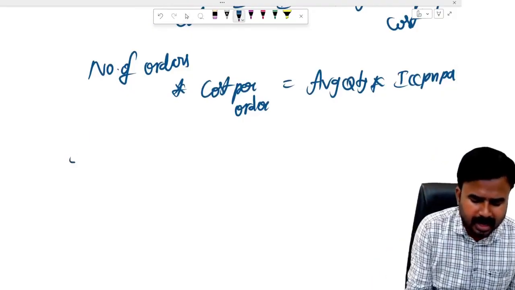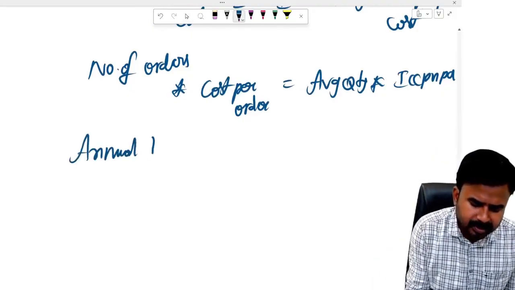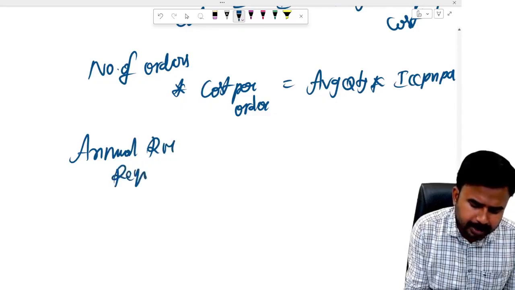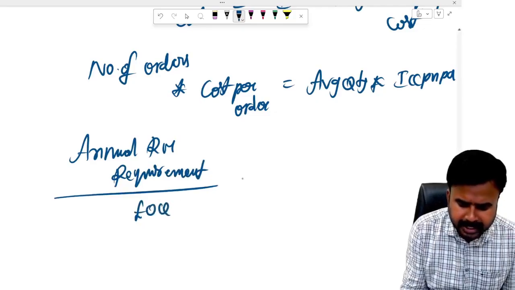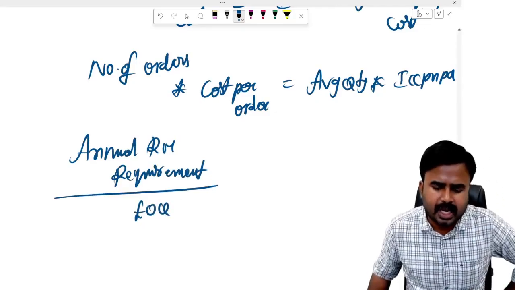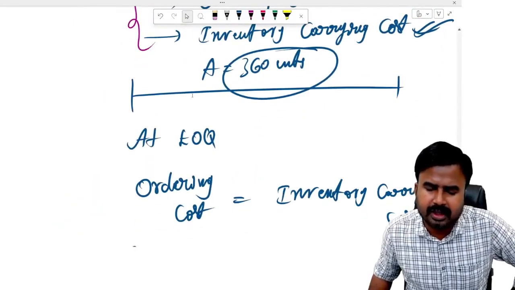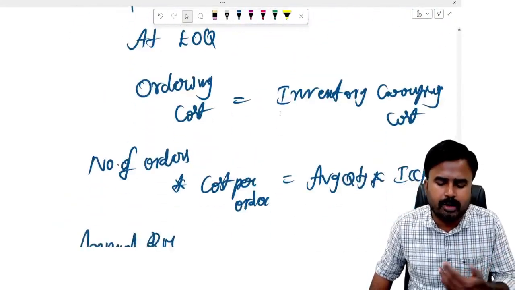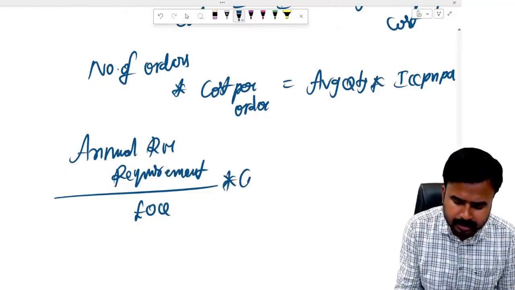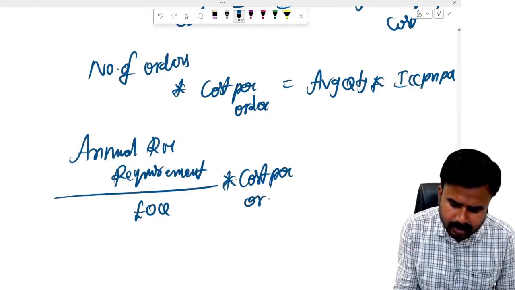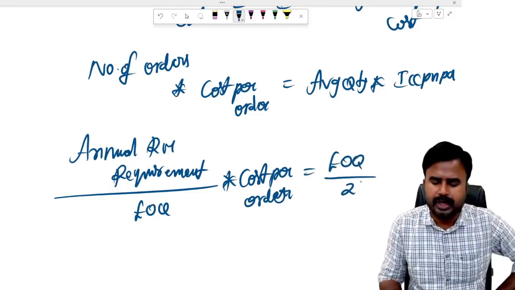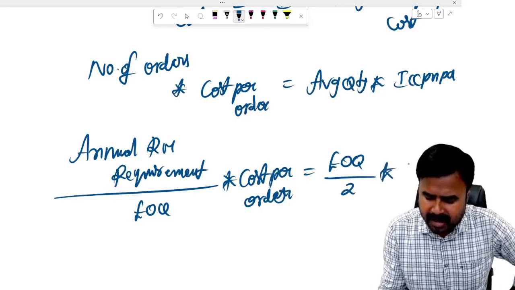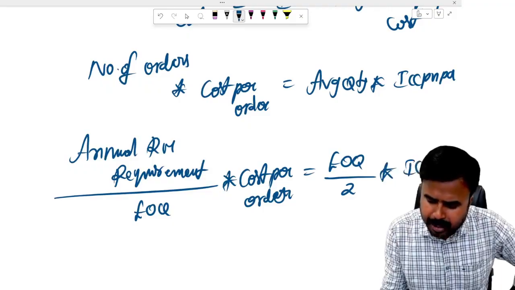How to get the number of orders? Annual raw material requirement divided by economic order quantity. So 360 units that I'm going to buy, say for example, if my ordering quantity is 30 units, 360 by 30, 12 orders are required to be placed. Into cost per order. Your average quantity is nothing but EOQ divided by 2, on an average ordering quantity, into ICC per unit per annum.